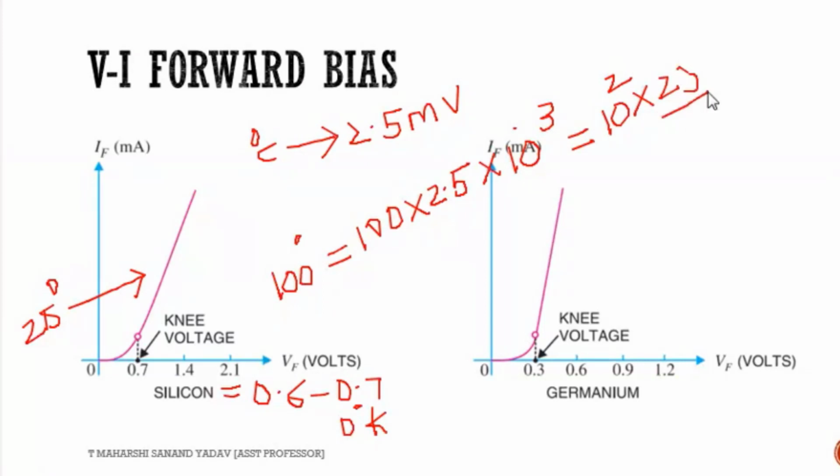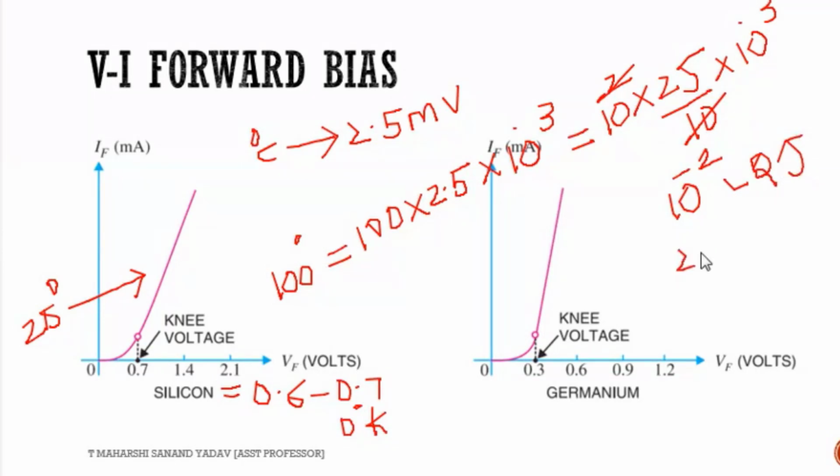2.5 can be written like this, 25 by 10, into 10 power minus 3. You try to solve this. This is 25. So 10 power 1 into 10 power minus 2, something into 2.5. So 2.5 by 100. Is it 0.25 or 1.25?